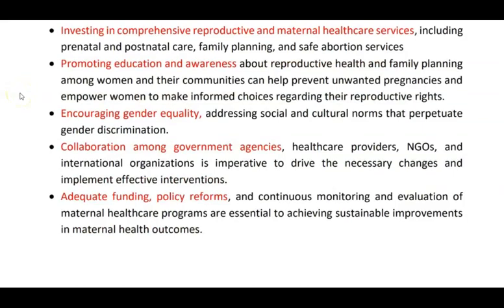So, till now, what we have learnt is that addressing maternal mortality in India is not only a matter of healthcare but also a fundamental human rights issue. So, every woman has a right to a safe and healthy pregnancy and childbirth, and it is the collective responsibility of society also to ensure that this right is upheld. And by prioritizing maternal health, investing in comprehensive healthcare, and tackling the underlying socio-economic and cultural factors, India and its society both can make significant strides in reducing maternal mortality.